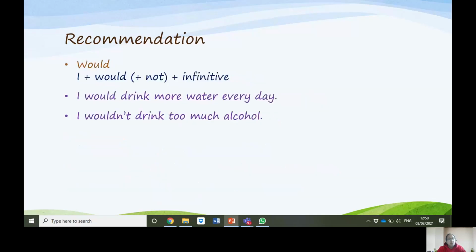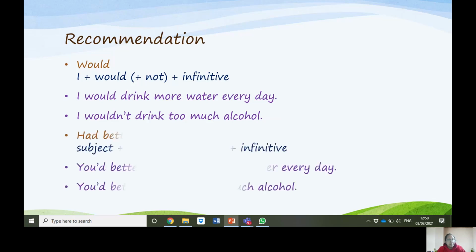Moving on to would, typically we use it in the first person. I would drink more water every day. I wouldn't drink too much alcohol. And it's not talking about yourself. It is giving advice to someone else.